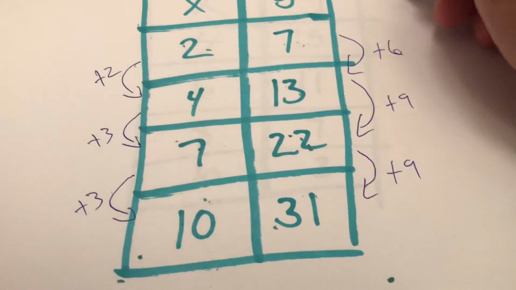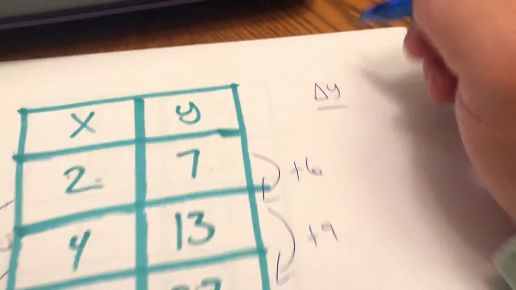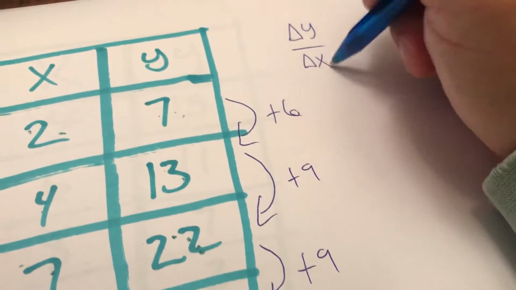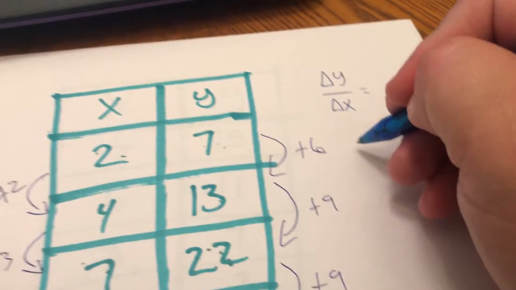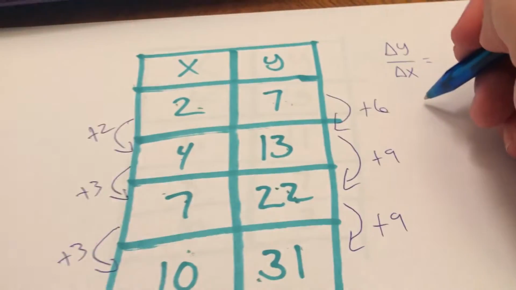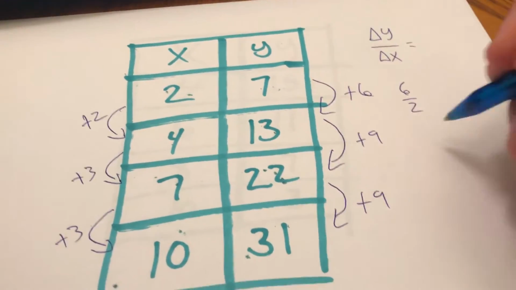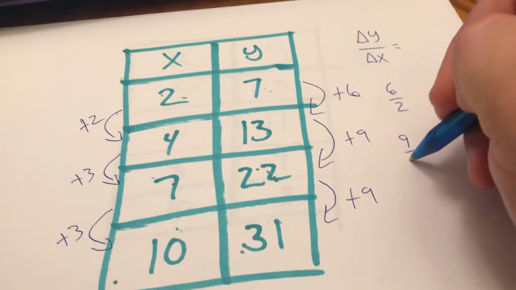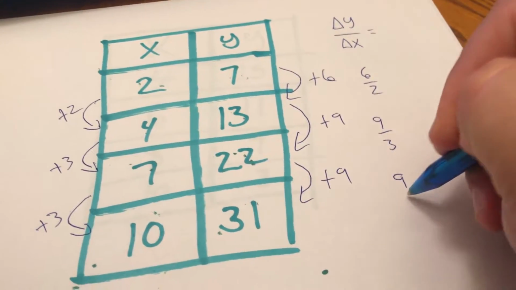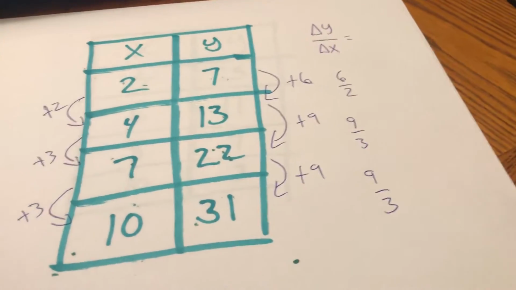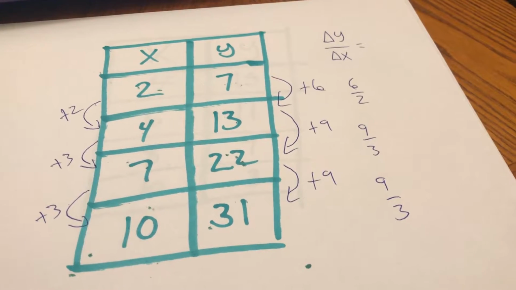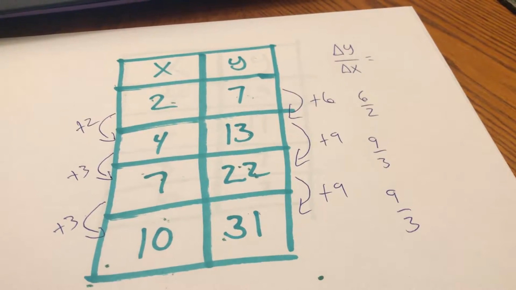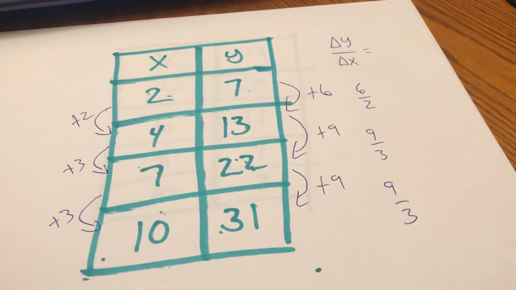So you are going to go again with the change in y over change in x, and we write all our ratios. So my first ratio here is 6 over 2. My ratio over here is 9 over 3. And my ratio down here is 9 over 3. Two of them are the same. But let's always try to put these in simplified terms.